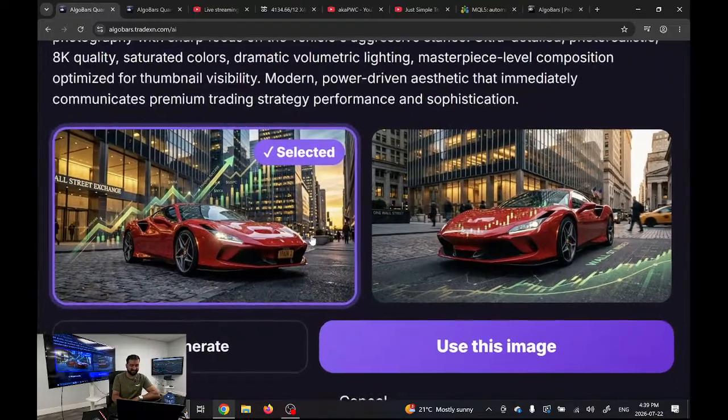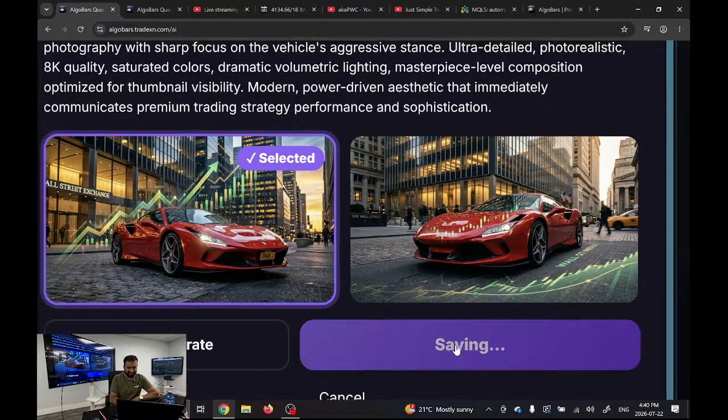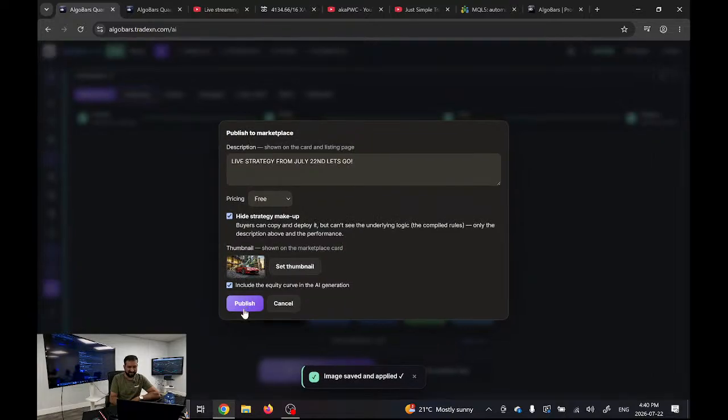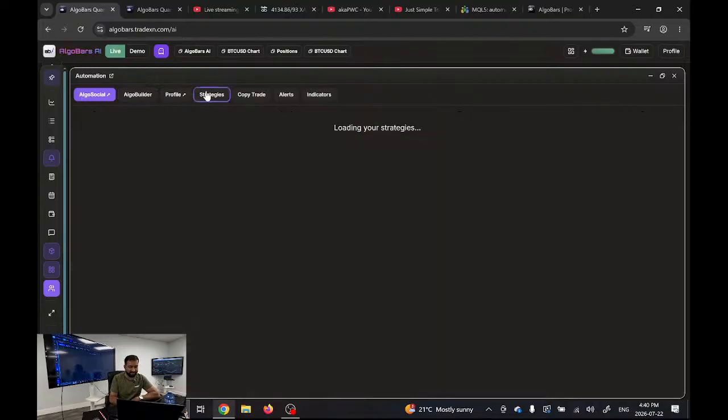All right, I think this one. Okay, guys, left or right? This one or this one? That looks pretty cool, I think. Left or right? Let me know. You know what? I like this one. Let's use this one. Okay, there we go. And publish. Everyone is saying left. All right, there we go. It's published on Algo Social.